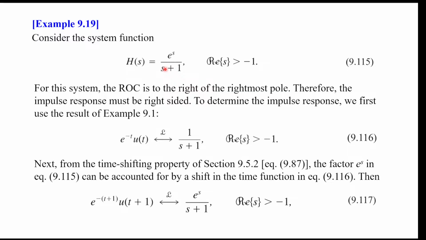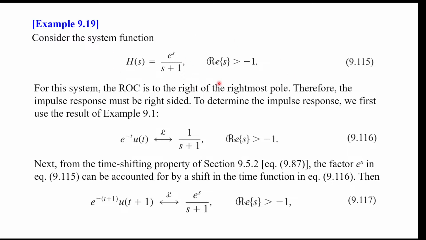Let's see a counterexample where the ROC is to the right and your system is not causal. We have H of s equal to a rational function times e to the s, so e to the s over s plus 1. Once again, it has a pole at -1, and the ROC is to the right. Now we try to find the inverse Laplace transform of this.